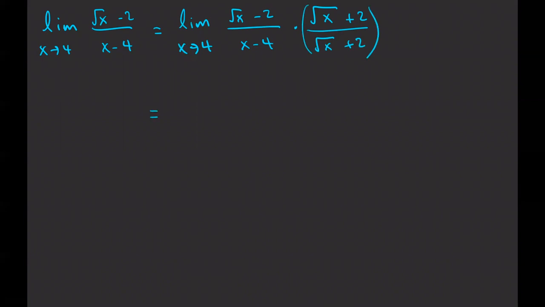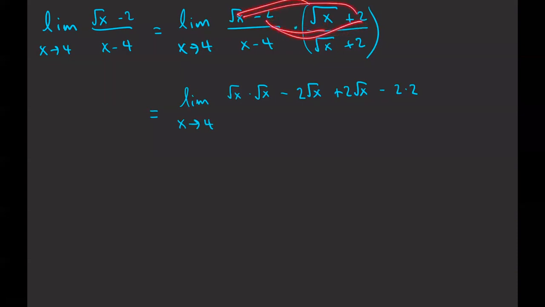And if I do this, I'm going to take the top and the bottom, and I'm going to distribute. I'm going to FOIL it out. So first, outer, inner, last. I'm going to have a root x times a root x minus 2 root x plus a 2 root x minus 4. Well, I guess I could write that as 2 times 2, just to be very clear. All I did there was a first, outer, inner, and last, just that foiling that we're used to doing.